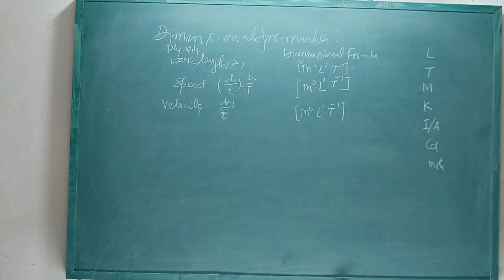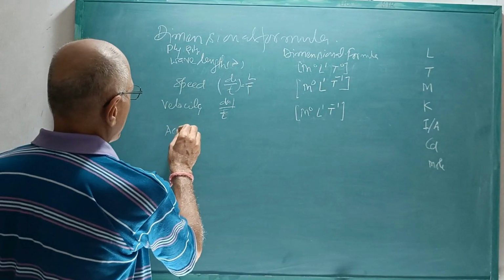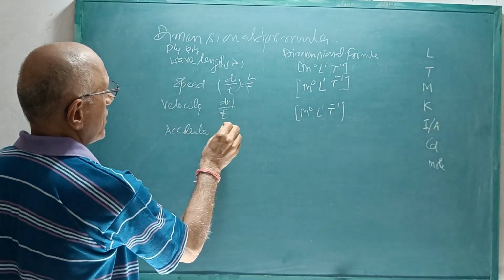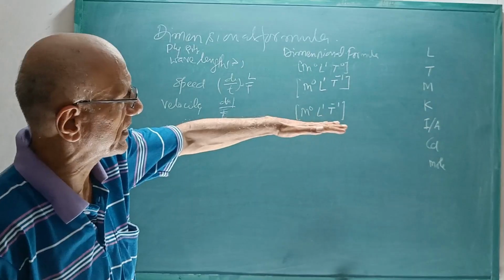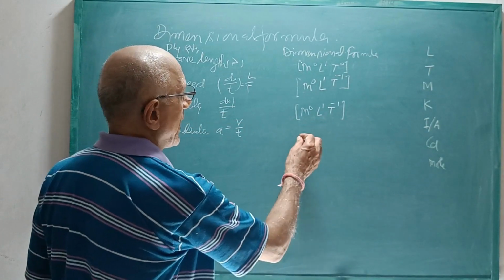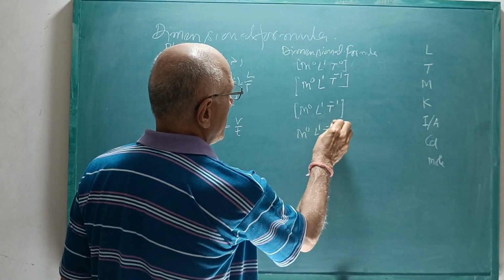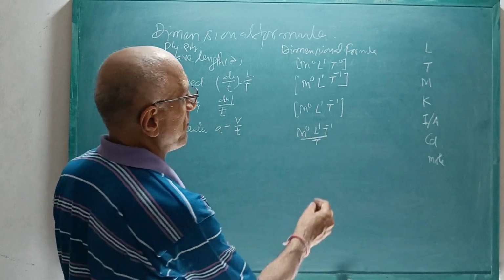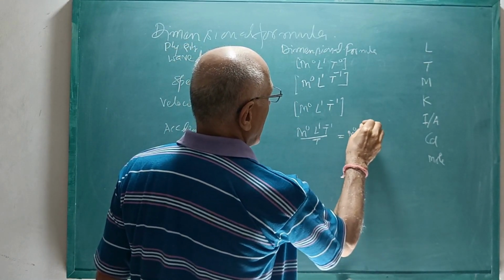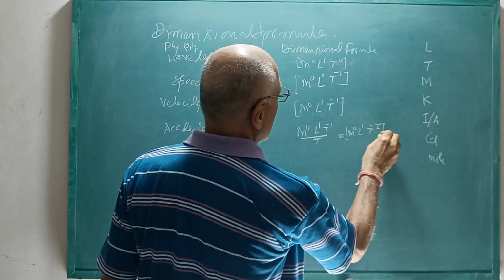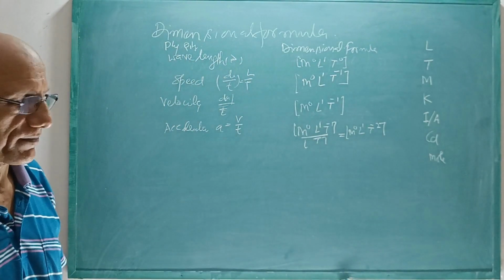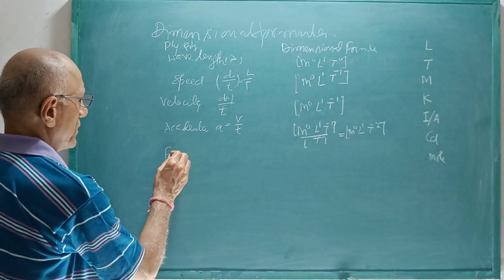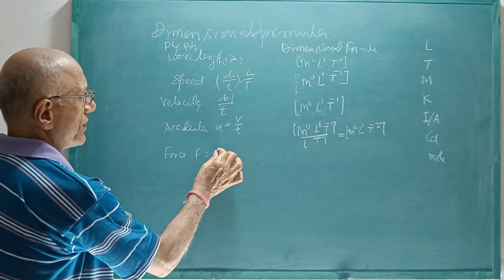Now the acceleration. So acceleration a equals velocity upon time. So we have the velocity, and this is to be divided by time. So we have M0 L1 T minus 1 divided by T. So the power goes up, and we get M0 L1 T minus 2. So this is the dimensional formula of acceleration. Now the force. Force F equals ma.